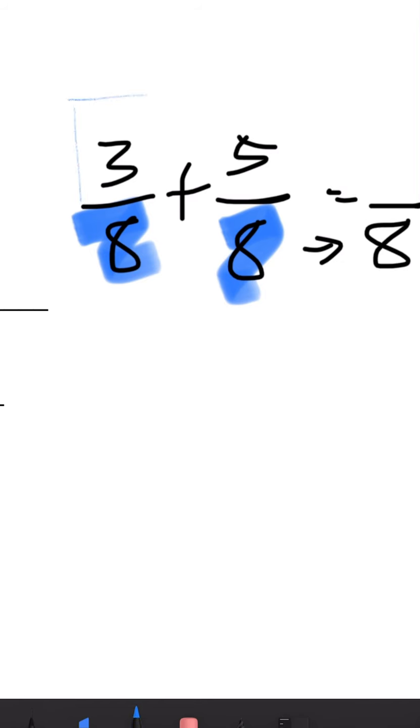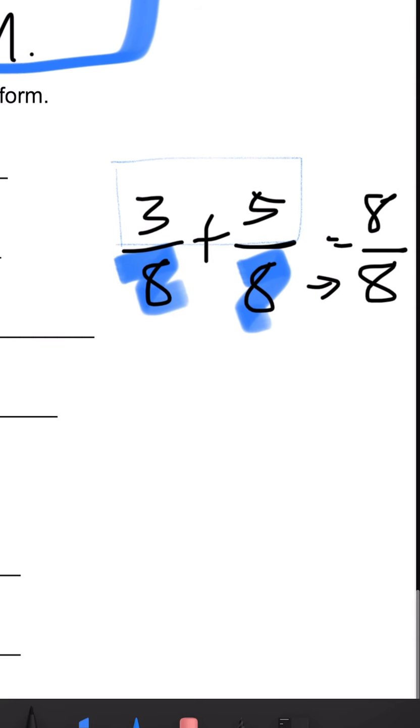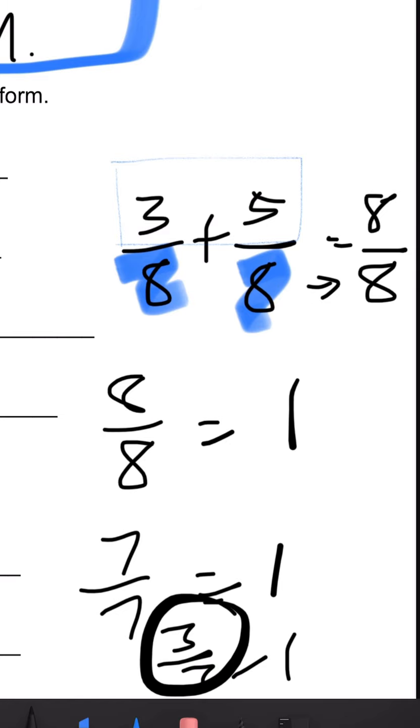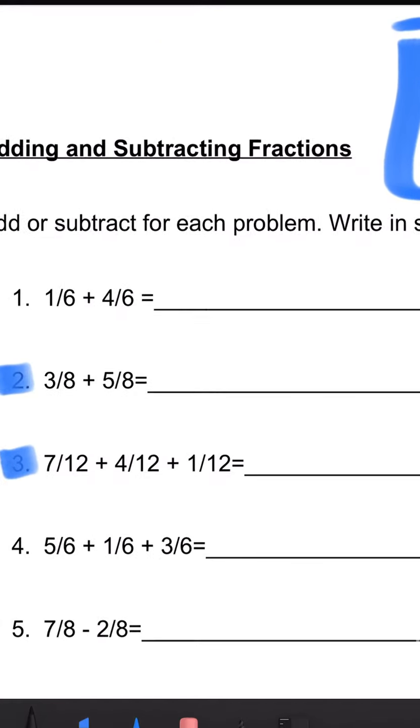Next, we're just going to simply add the top, 3 plus 5 is 8. Now we know that anything over itself is 1 whole. Again, even if it's this, it's 1 whole. 3/3 is 1 whole. Anything over itself is 1 whole. So we'll just write 1.